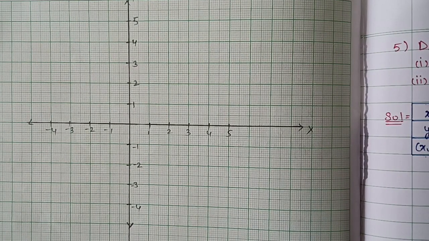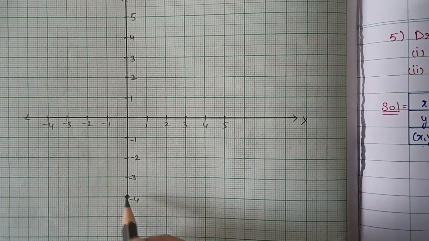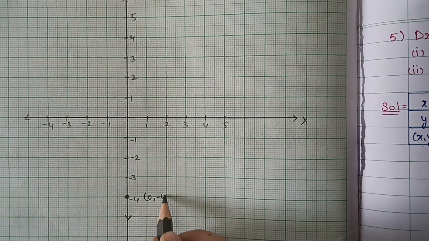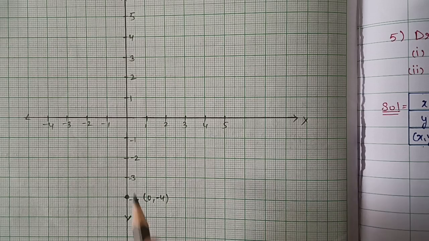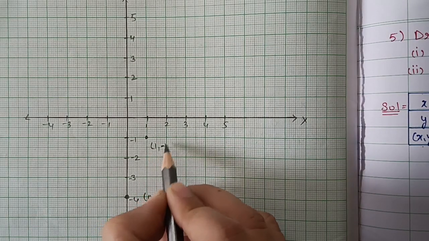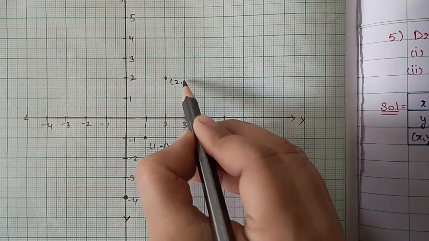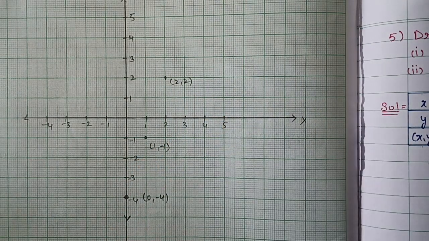First point we have 0 comma minus 4. So 0 comma minus 4, this is our first point. Second point 1 comma minus 1. Third point 2 comma 2. Now these points we will join.